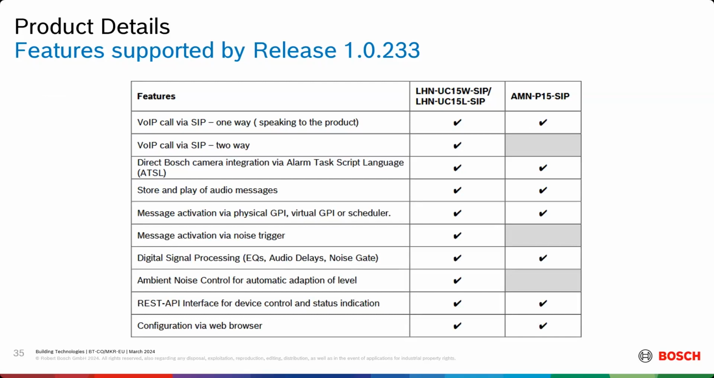Here you can see the overview of the main features of the initial release version 1.0. As shown before, there are features like SIP, direct Bosch camera integration, store and play messages, etc. And here you can also see if the feature is supported by the horn and the amplifier module, or only by one type of the device.